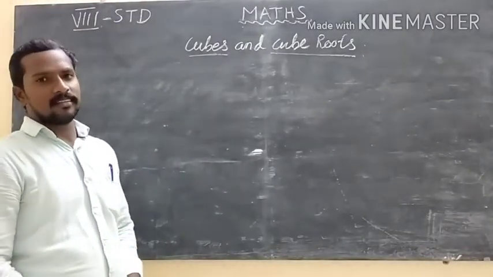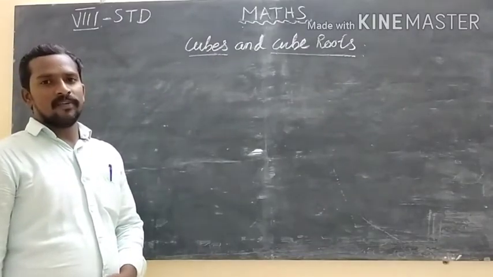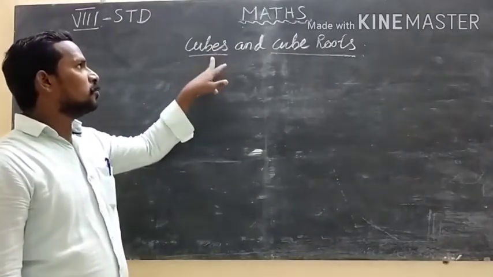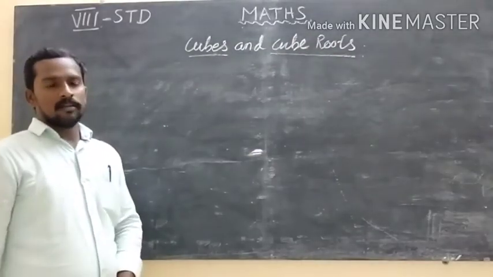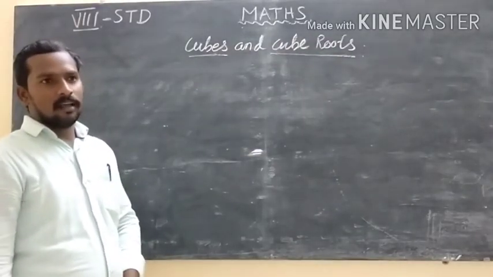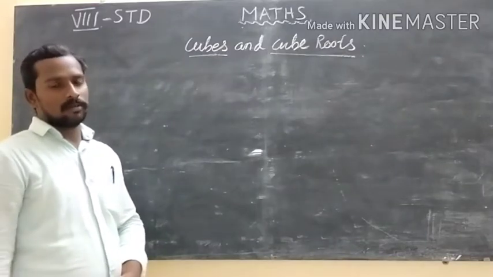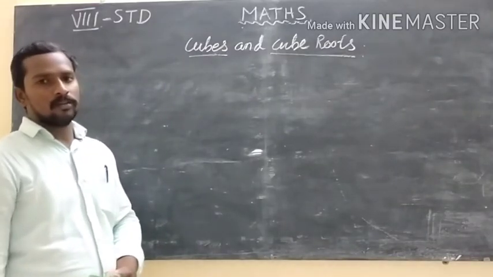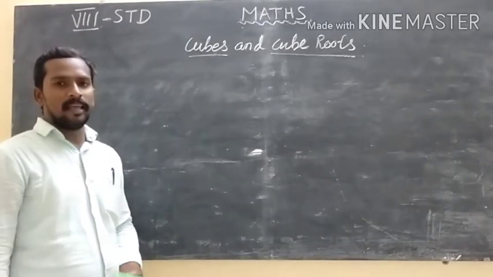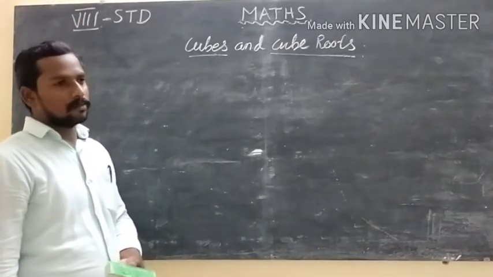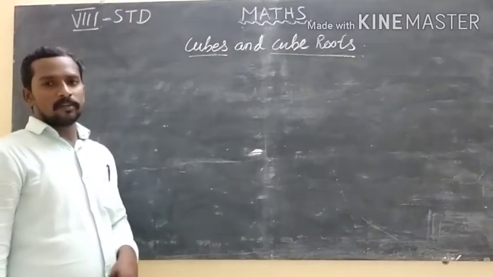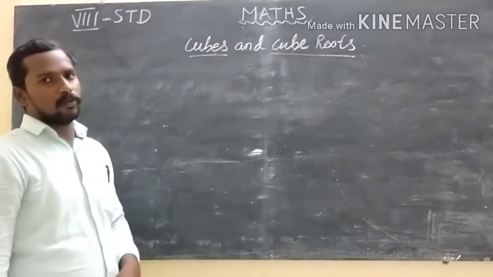Welcome to maths class. In this class, we are going to see about cubes and cube roots. Before we start, in the last class we discussed square and square root. What is the definition of square and square root? Square means a number multiplying by itself is called a square number. The inverse form of the square is the square root.